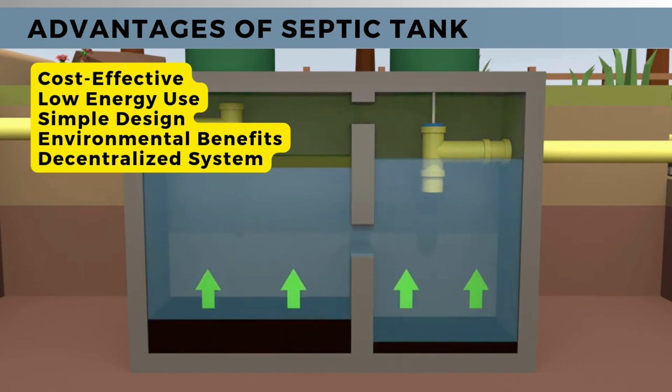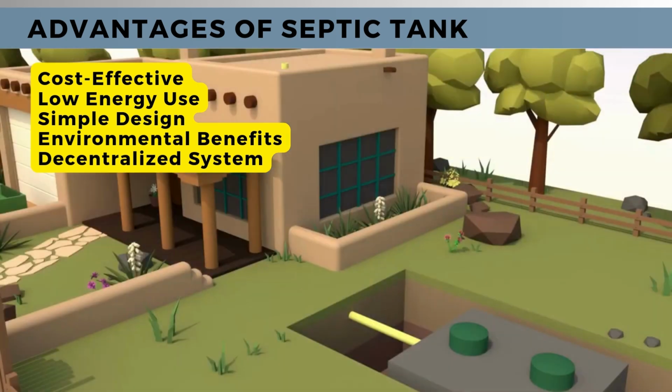Third, the design is simple. Septic tanks have a relatively simple design, which makes them easy to construct and maintain. The lack of moving parts also reduces the likelihood of mechanical failures.